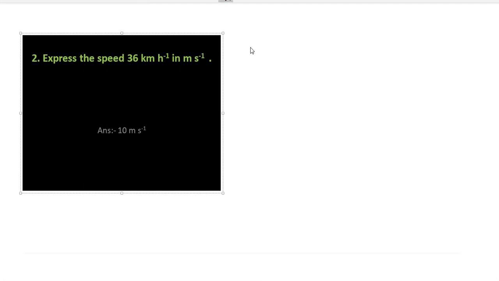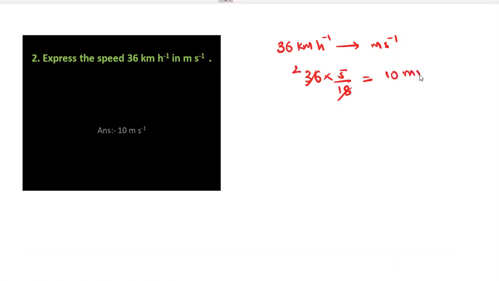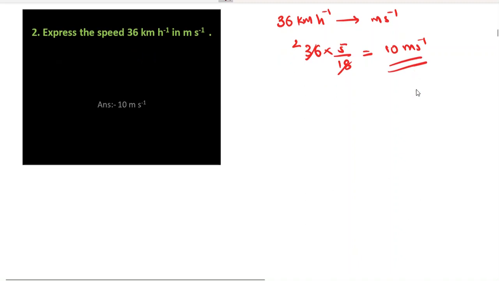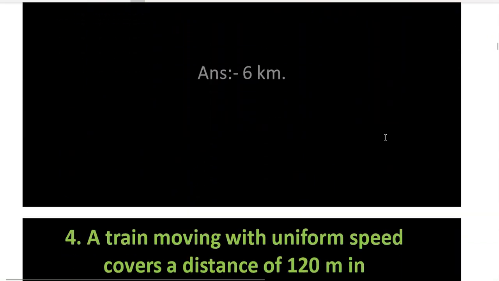Okay, express the speed of 36 km/h in meter per second. So if you want to convert 36 km/h into meters per second, you multiply it by 5 by 18 and then it becomes 10 meter per second. Right? So if you want to convert from km/h to meter per second, multiply by 5 upon 18, and meter per second to km/h, multiply by 18 by 5. Next question.